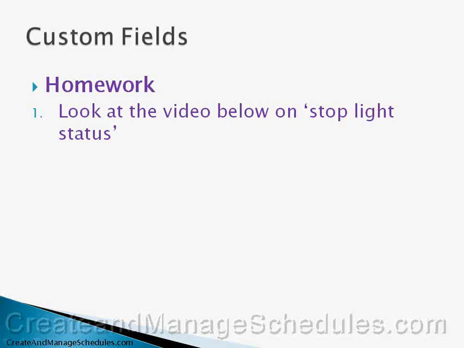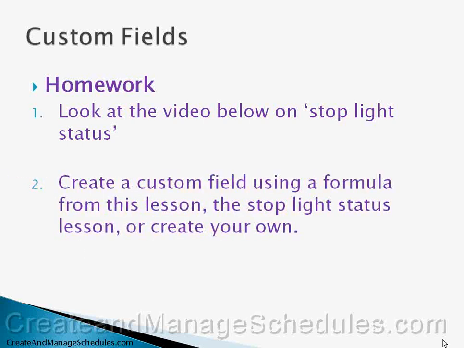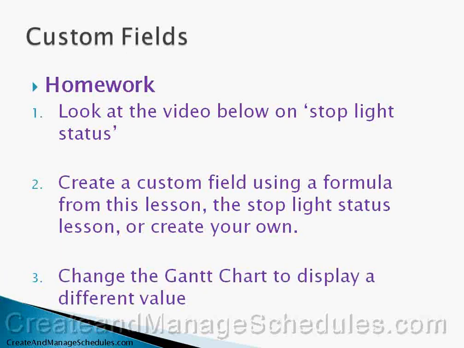So look at that video, and then I want you to go ahead and create a custom field using a formula from this lesson, the stoplight status lesson, or create your own formula and test it. Make sure the formula works. Then I want you to change the Gantt chart to display different values. Actually, let me go back and show you that. I think we skipped over that. Let me show you how to do that really quickly.